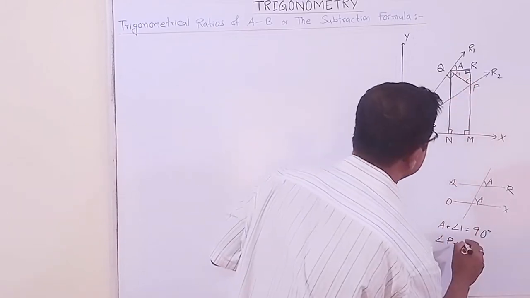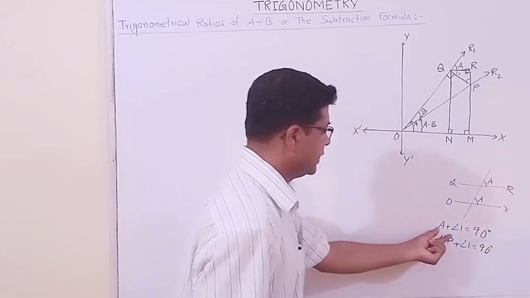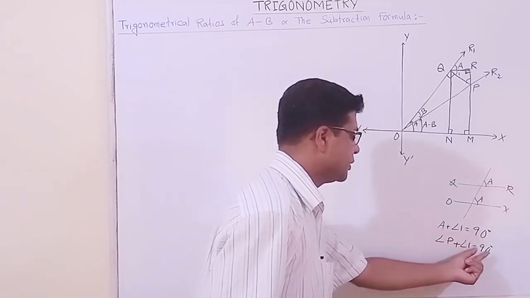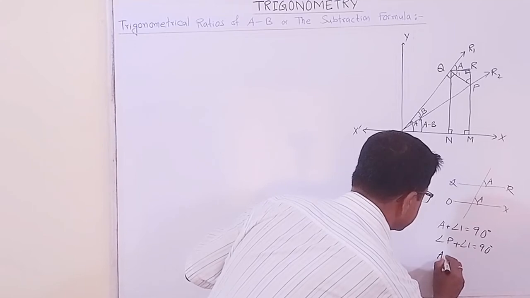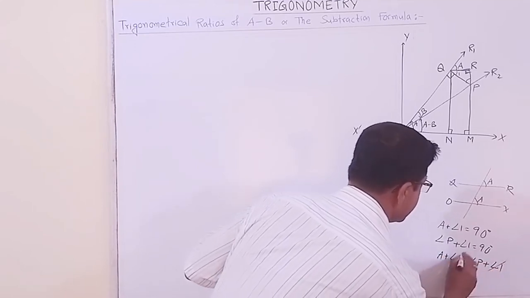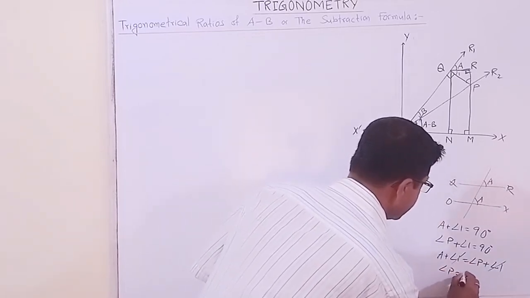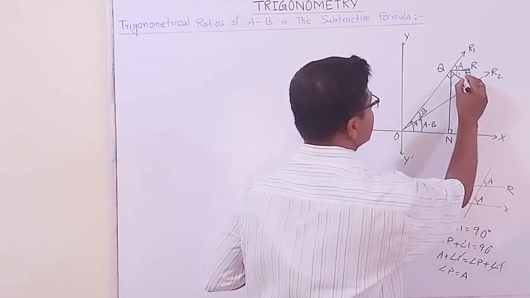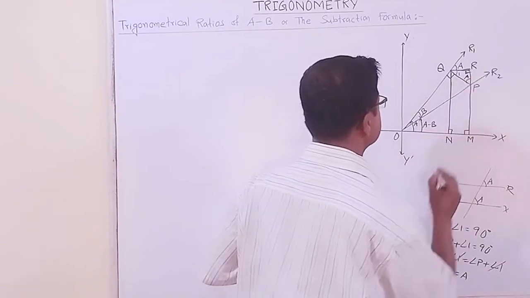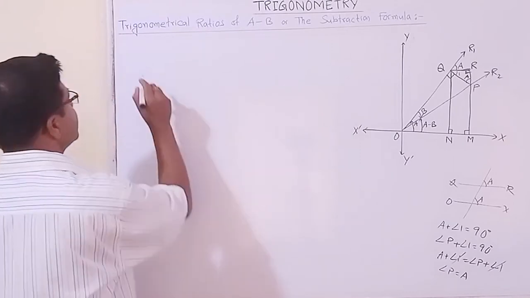Okay, angle P plus angle 1 is 90 degrees. Now dear students, you see, each of their sums is 90, so they are equal. Angle A plus angle 1 is equal to angle P plus angle 1. Let us remove angle 1 from both the sides. That means what is the measure of angle P? It is A. That's why this angle is A. Okay, now with this deduction, let us proceed.